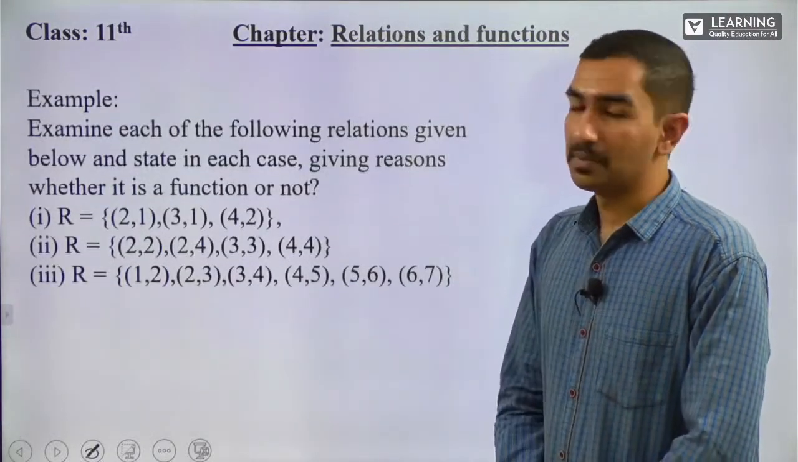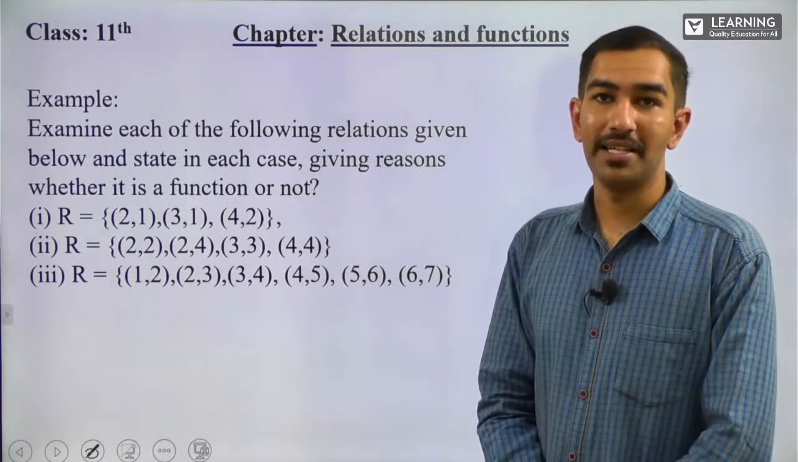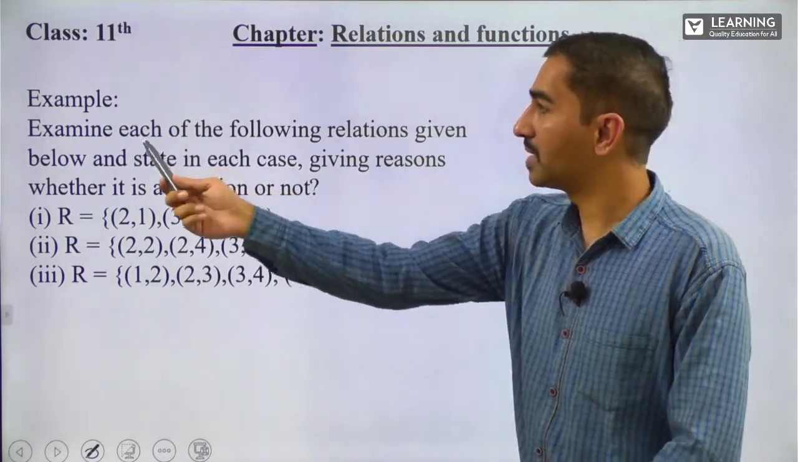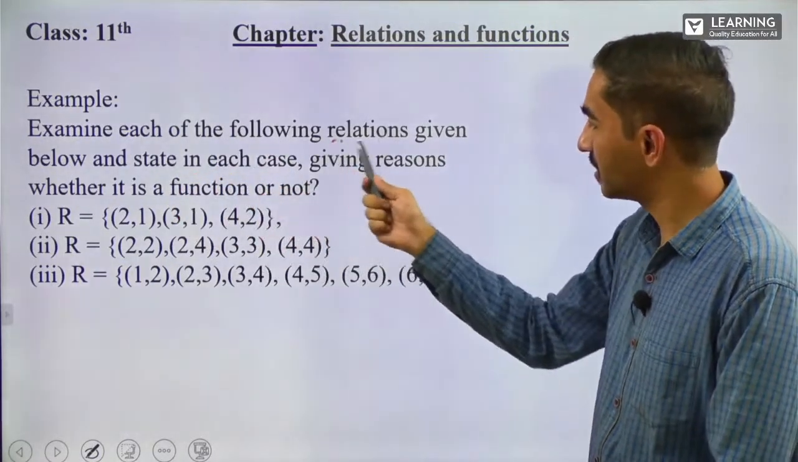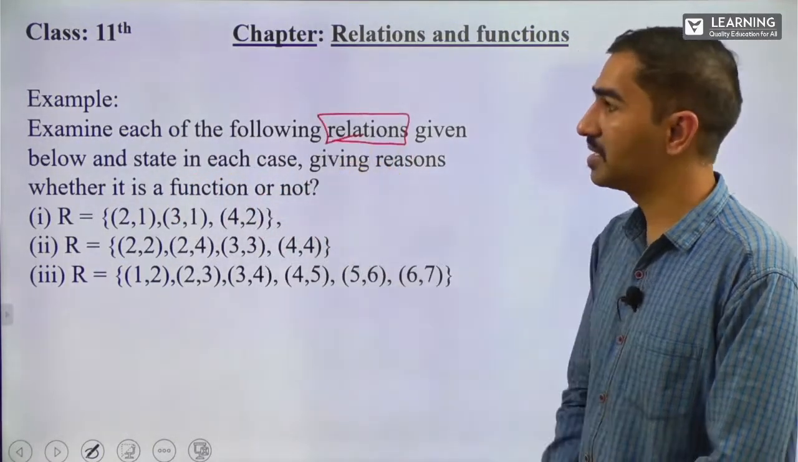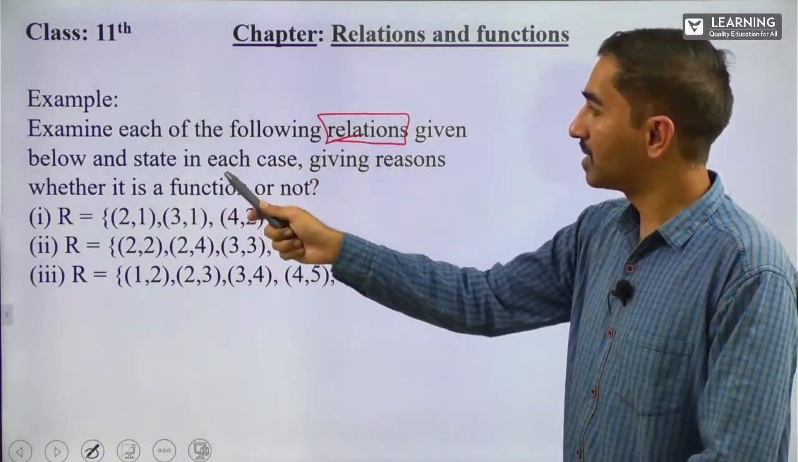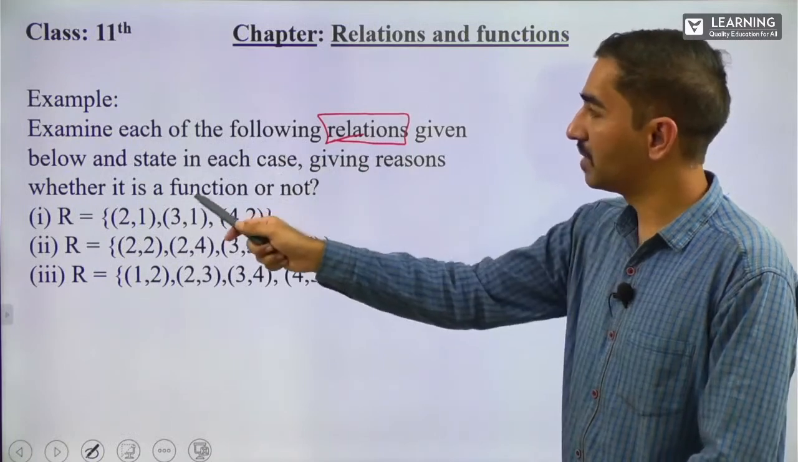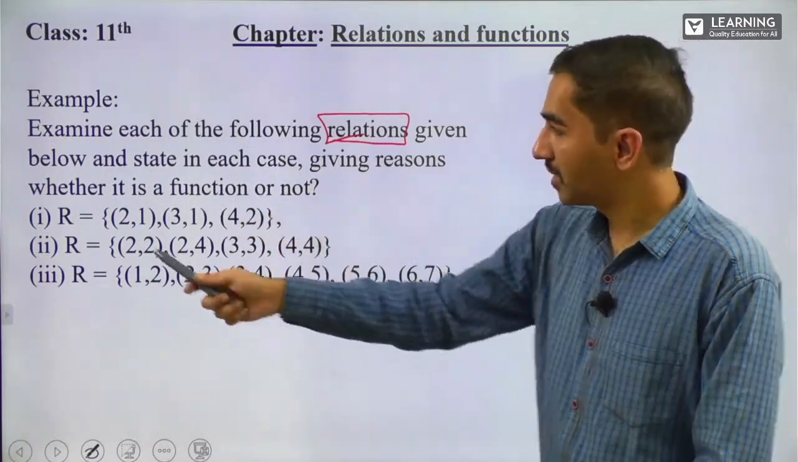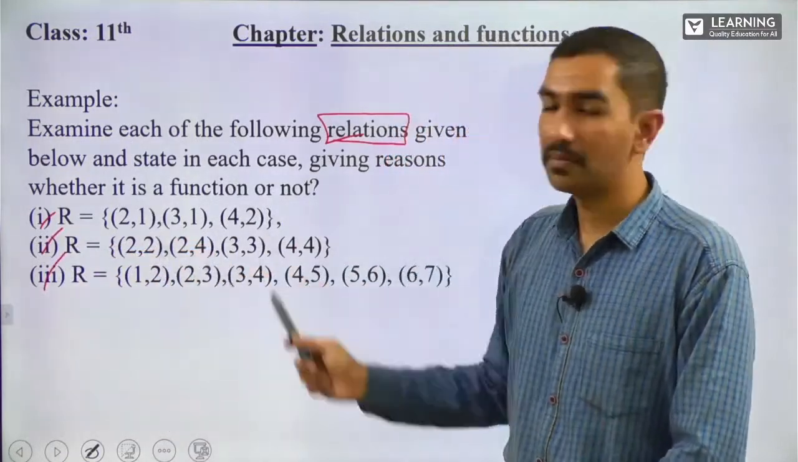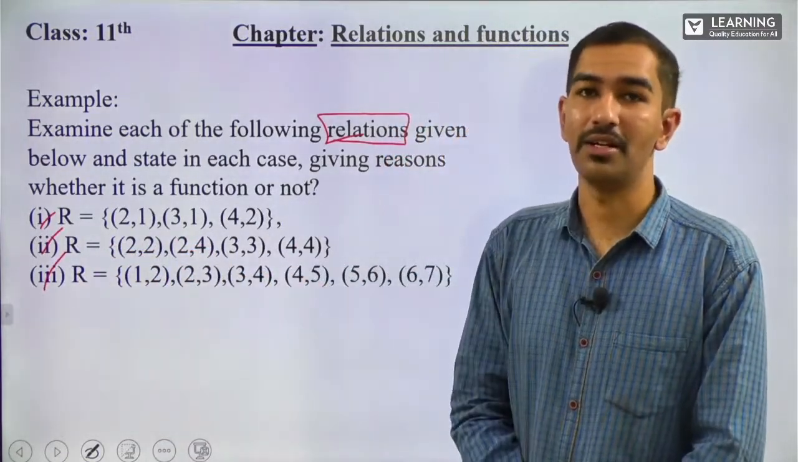So the second example. This will be the last example for today's class. Here we have the second example. Examine each of the following relations. See what is given here. Relations are given. We have to examine these relations given below and state in each case, giving reasons, whether it is a function or not. There are three relations given, 1, 2 and 3. We have to look at them and tell whether each relation is a function or not.